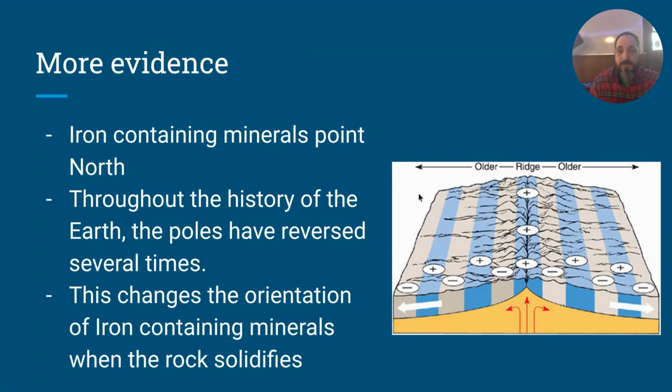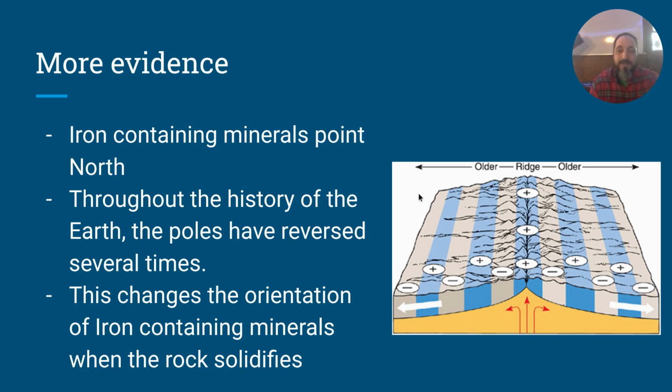So, all right, here's some more evidence. Iron-containing minerals point north when a rock containing iron starts to solidify. A lot of those iron-containing minerals are the first things to solidify in a rock, and they are pointing north. Throughout the Earth's history, though, poles have reversed several times. So that means that if our positive is at the North Pole and our negative is at the South Pole, that's flip-flopped several times throughout Earth's history, and that's kind of encoded into the rock. So the orientation of those iron-bearing minerals is going to change.